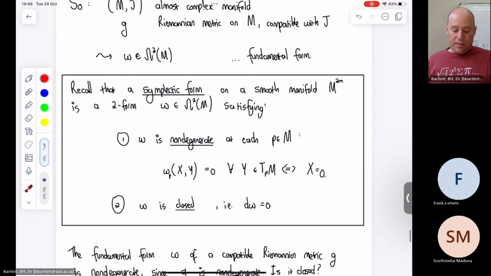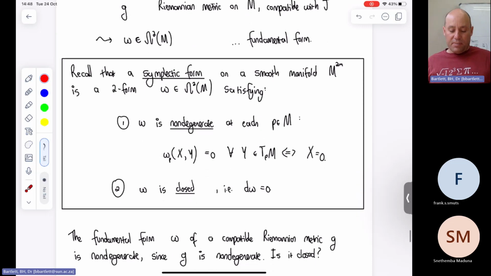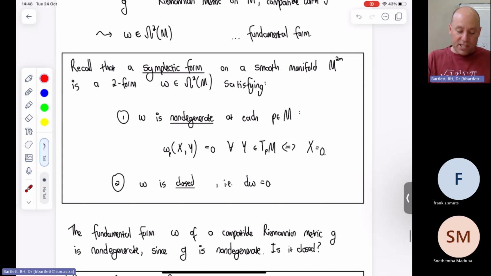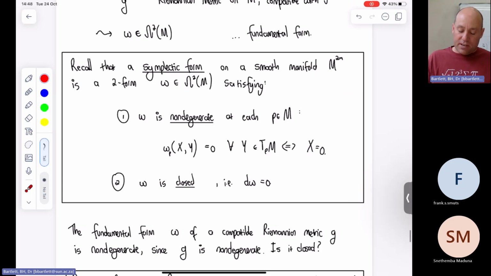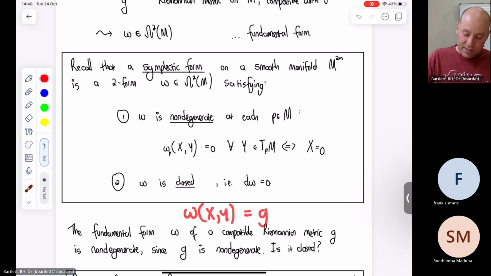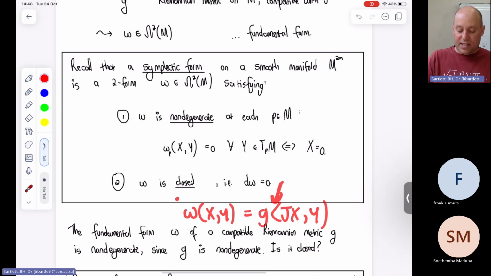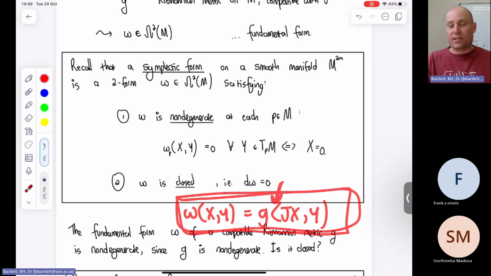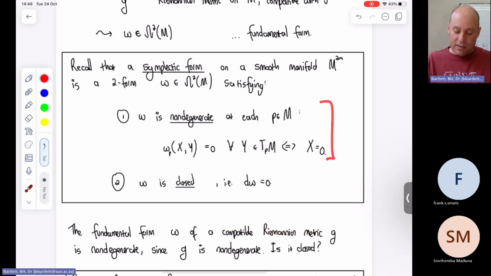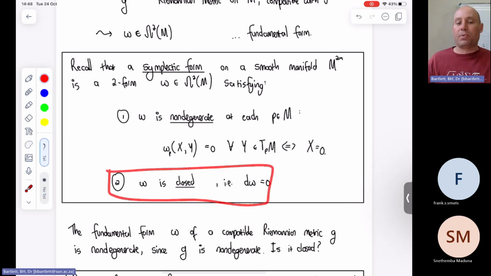Okay. Now, the fundamental form of a compatible Riemannian metric G is definitely non-degenerate. So I definitely satisfy this first property because the underlying metric is non-degenerate. And remember that the formula for omega is that it's defined in terms of the underlying Riemannian metric. And so it's fairly easy to see from this formula that since the underlying Riemannian metric is non-degenerate, it's an inner product, right? That means that omega will be non-degenerate. So we easily get number one. So in order for omega to be symplectic, the key property is number two.